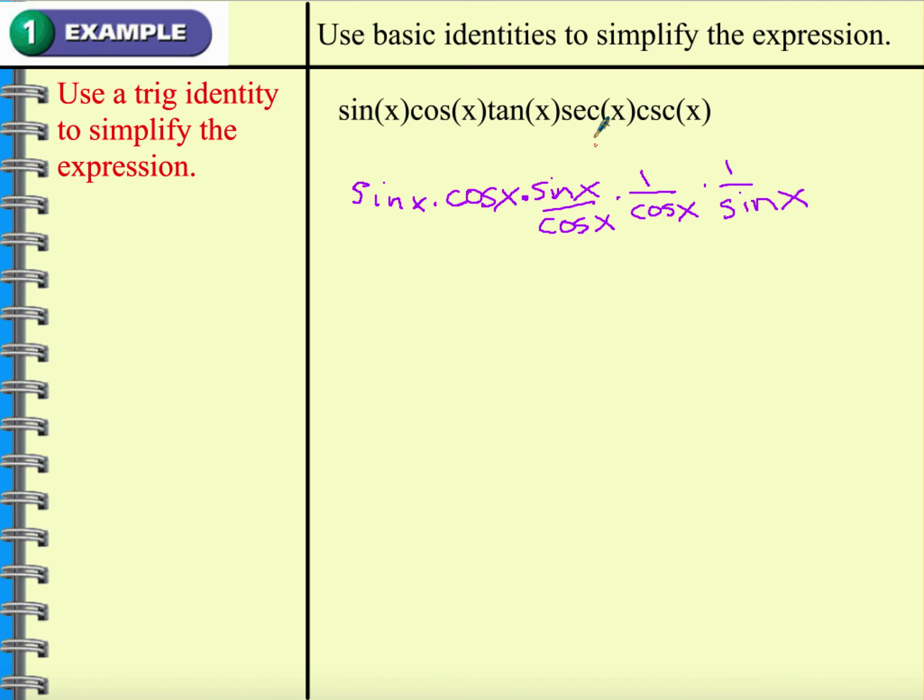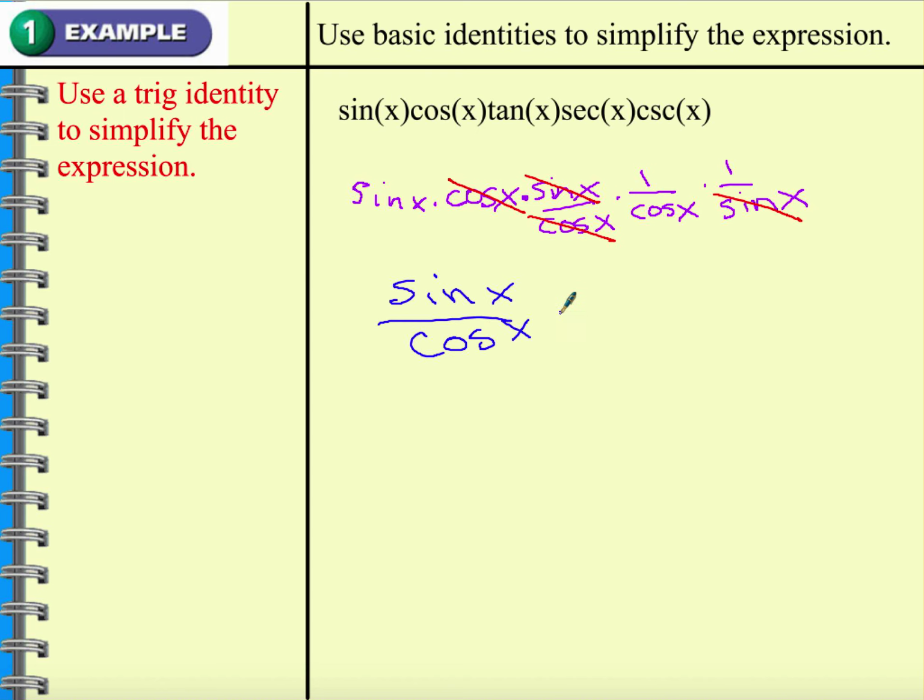Now, I've used my identities, I've substituted, and now I'm going to simplify. As you know, any number divided by itself is 1. And after simplifying, I can tidy this up, and I have a sine times 1 in my numerator, and I have a 1 times cosine times 1 in my denominator.